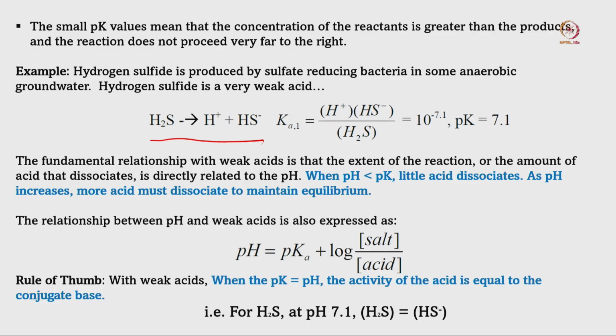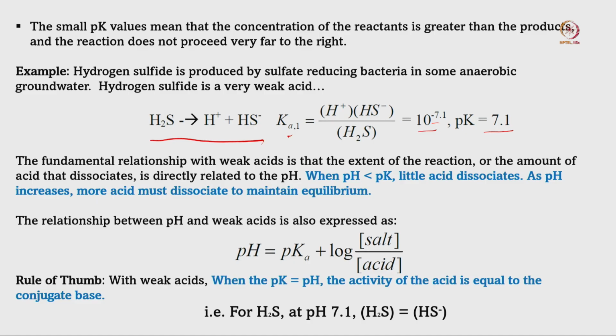Hydrogen sulfide is a very weak acid, and this is its breakdown: H2S breaks down to H+ and HS-. The first K value, K1, is [H+][HS-] divided by [H2S], and that is about 10 to the power minus 7.1. So, when you have minus 7.1, the pK term becomes positive 7.1.